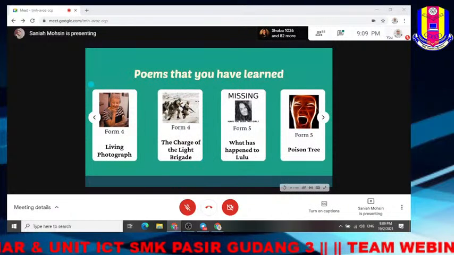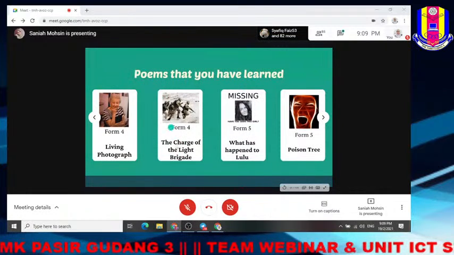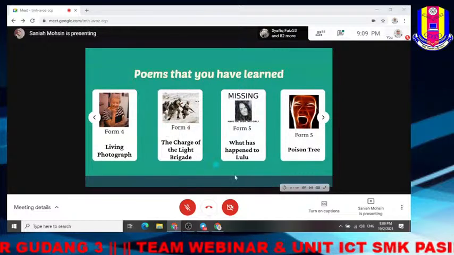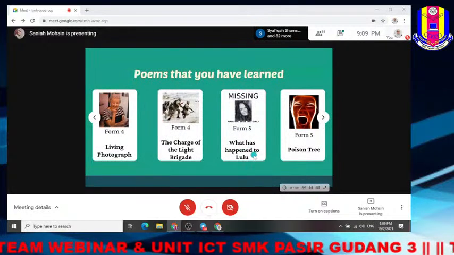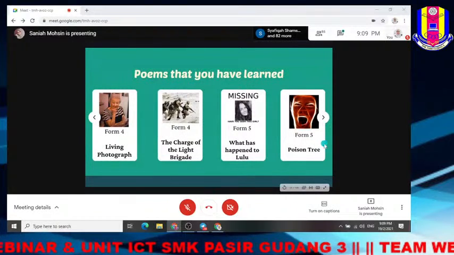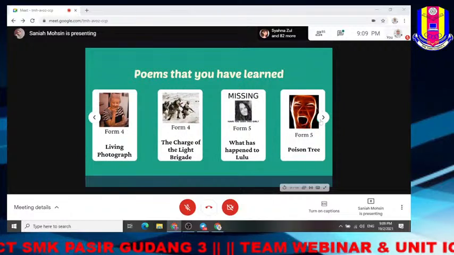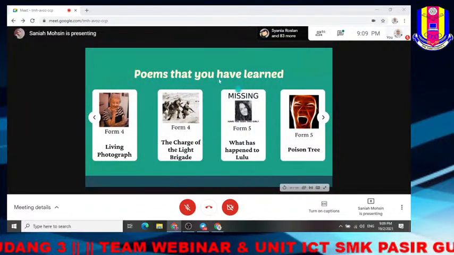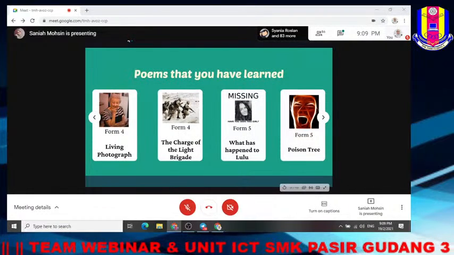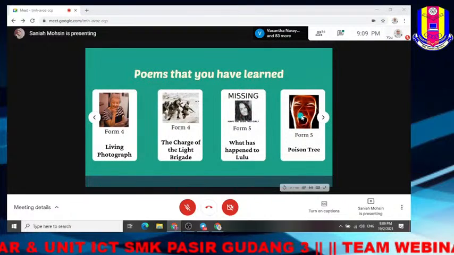Okay, next one, Charge of the Light Brigade. It is a bit different theme from Living Photograph. It talks about soldiers, it talks about war. Next one, What Has Happened to Lulu? About a missing girl. The last one, Poison Tree. If you see this picture, what is the feeling that they are talking about in this poem? What feeling? Yes, okay, it's about wrath, it's about the feeling of anger.